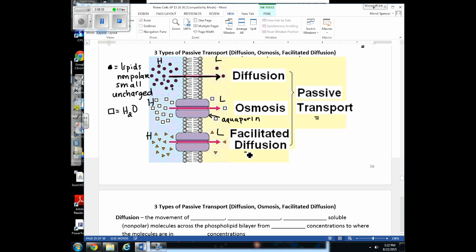If facilitated diffusion is occurring, then that means we have molecules or ions moving across the membrane through a transport protein. And these substances that are moving are charged. So we can have ions like potassium, chlorine, sodium, or these might be polar molecules. They cannot interact with these nonpolar tails, and so they have to cross through a specific transport protein.